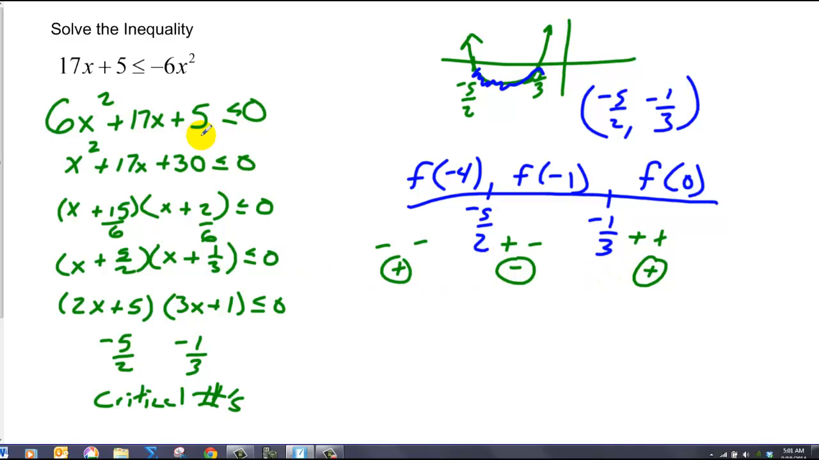In this case, though, I'm looking for values that are less than 0 or negative. So here is my solution. This is where it lies. And you'll notice that's in between the two numbers. So if we state that in interval notation, it's going to look exactly like this.